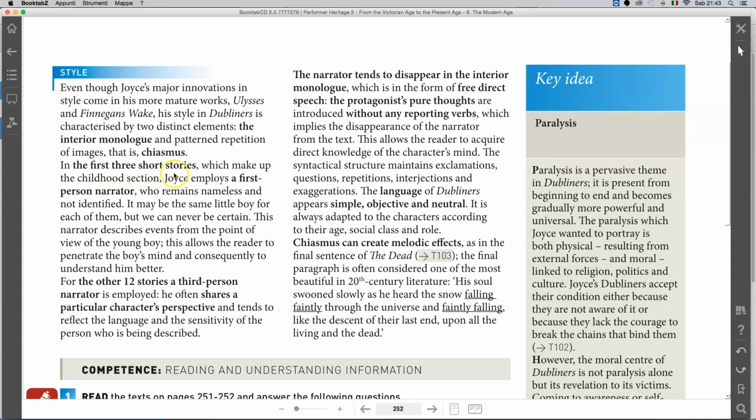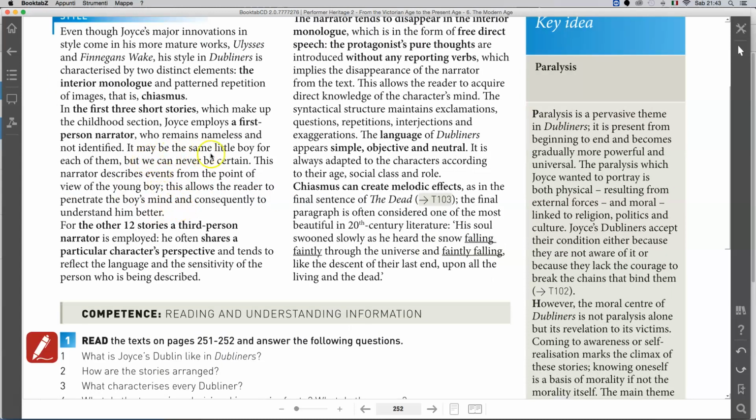In the first three short stories, which is the childhood section, Joyce employs a first-person narrator, and it may be the same little boy for each of the stories. And this narrator describes the events from the point of view of the young boy. This allows the reader to penetrate the boy's mind.